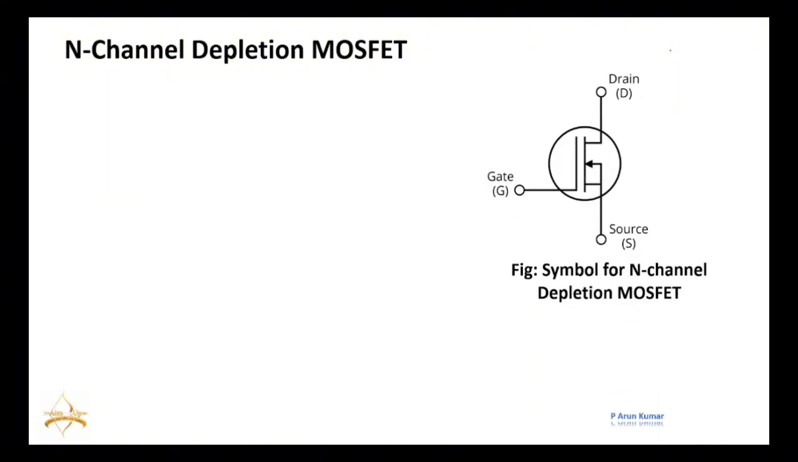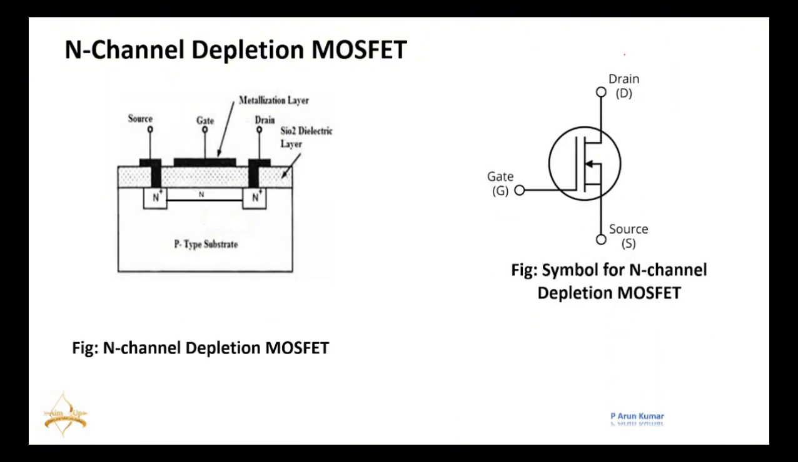All right. Now, the last topic is the N-channel depletion MOSFET. I already told you, there is a very small difference between the N-channel depletion MOSFET and the N-channel enhancement MOSFET. In the depletion MOSFET, we can see a channel here. This is the only difference. In the enhancement MOSFET, there is no channel. In the depletion MOSFET, there is a channel. It means here we already have a channel.